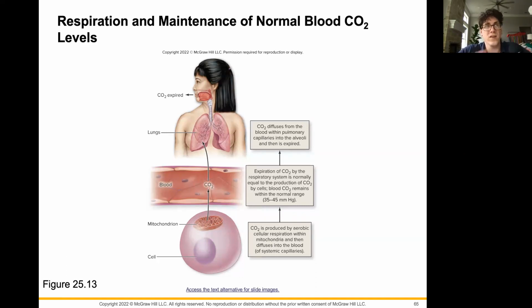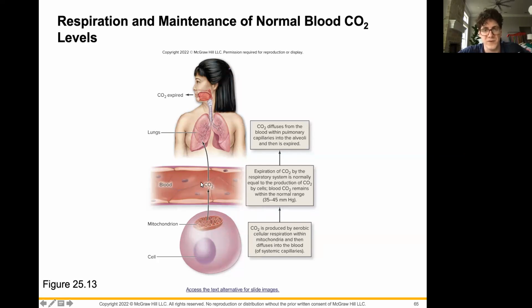Now, one of the other ways that we're going to maintain blood pH normally is just through respiration, breathing. Any CO2 that is produced by our cells does get transported through the blood, and it does make our blood more acidic. So CO2 rich blood, like you would have in your veins, is going to be slightly more acidic than fresh, oxygenated blood that's coming in.